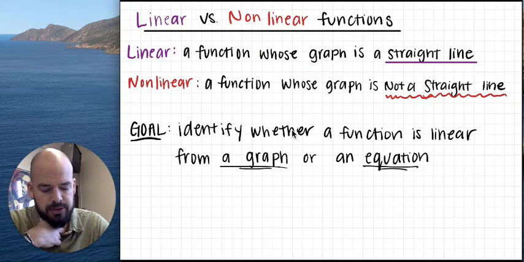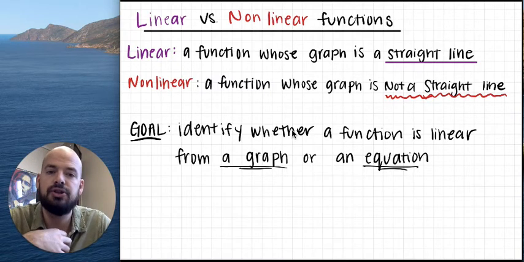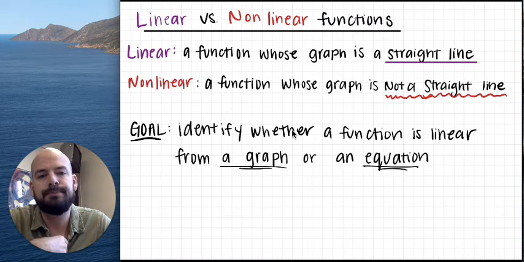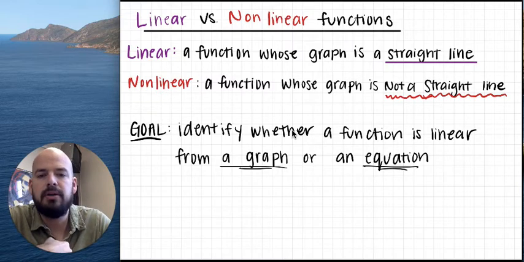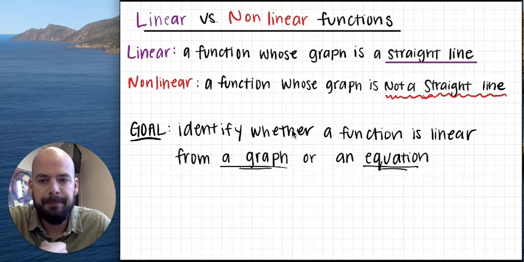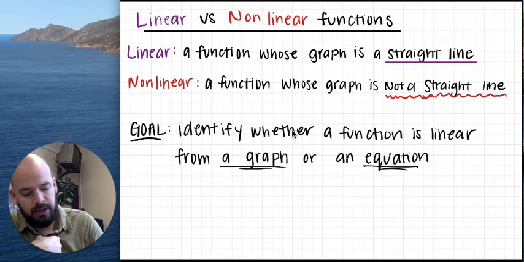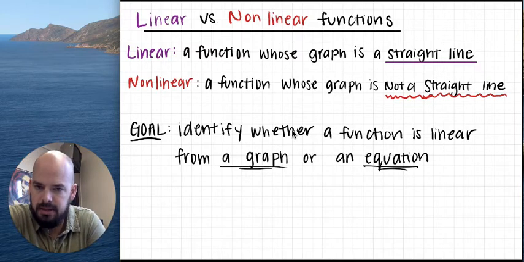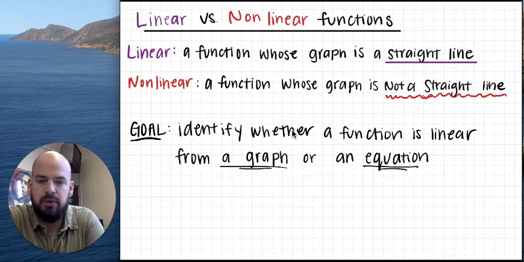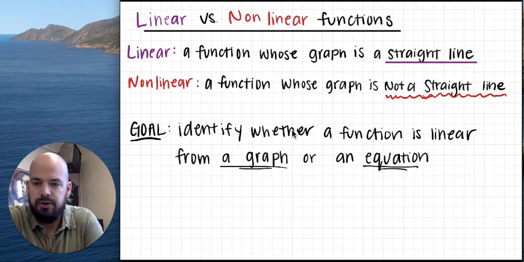So first off, just some definitions that we'd like for you to copy down. A linear function is a function whose graph is a straight line. Okay? A nonlinear function then would be anything that's not a straight line. So it's pretty simple, but write those down just so they kind of get lodged in your memory. The goal for today is to identify whether a function is linear from a graph, which will be easier, or an equation, which we'll show you both of those.